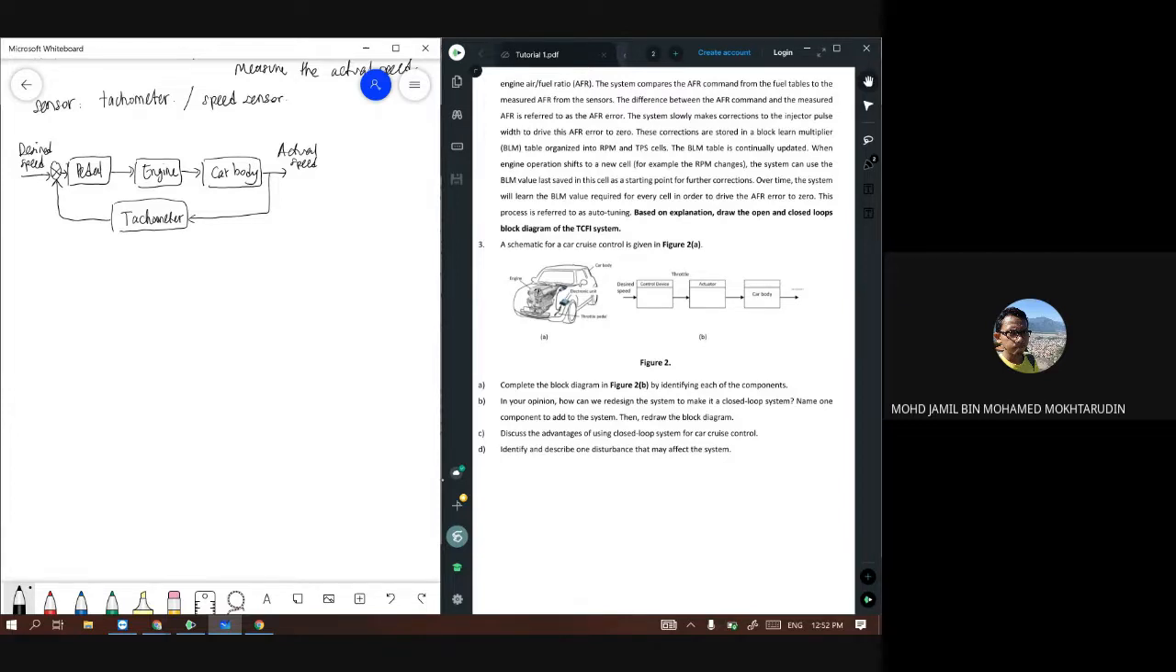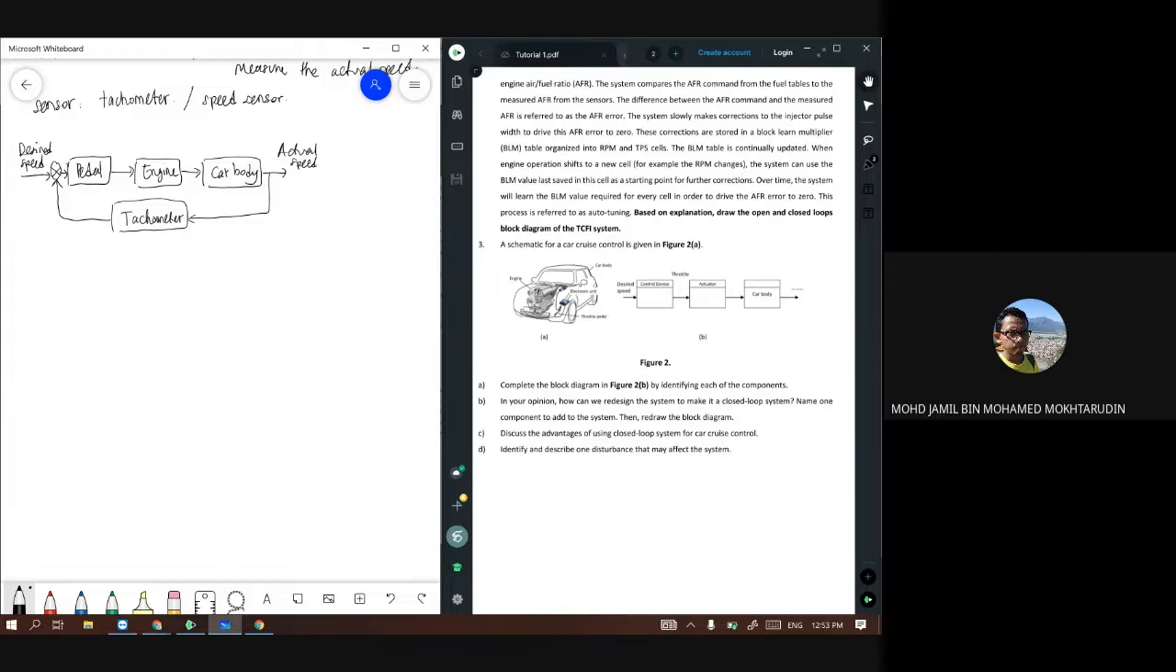Okay, question D. Identify and describe one disturbance that may affect the system. So you need to identify a disturbance that may affect the speed of the car. So what are the things that may affect the speed of the car? Maybe there's a wind flowing from the front to the back, making your car slow, or reducing the speed of your car.